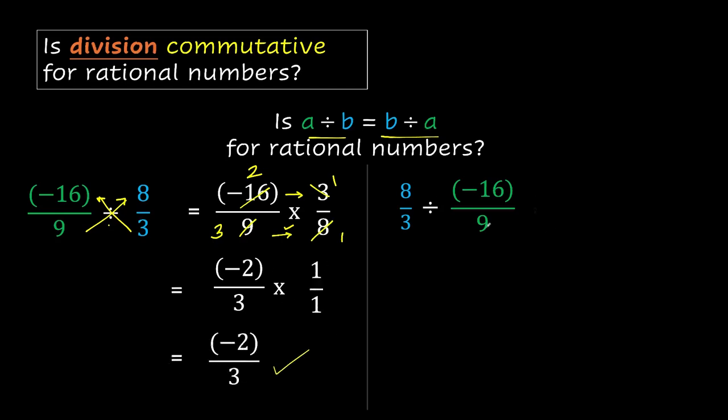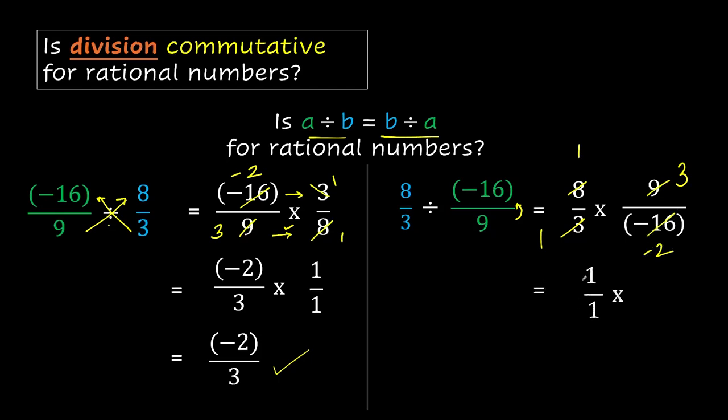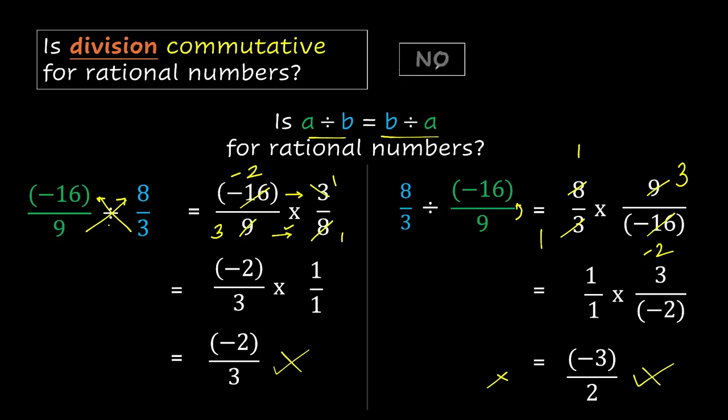Let's see this side. So 8 by 3 multiplied by, I'm going to take a reciprocal of 9 by minus 16. So similarly, 3 times 1, 3 times 3, 8 times 1, 8 times minus 2. So that will give you 1 by 1 times 3 by minus 2, which is going to be minus 3 by 2. It's clearly not the same. So these two are not the same. So division is not commutative for rational numbers. One exception is sufficient to show that it is not commutative.